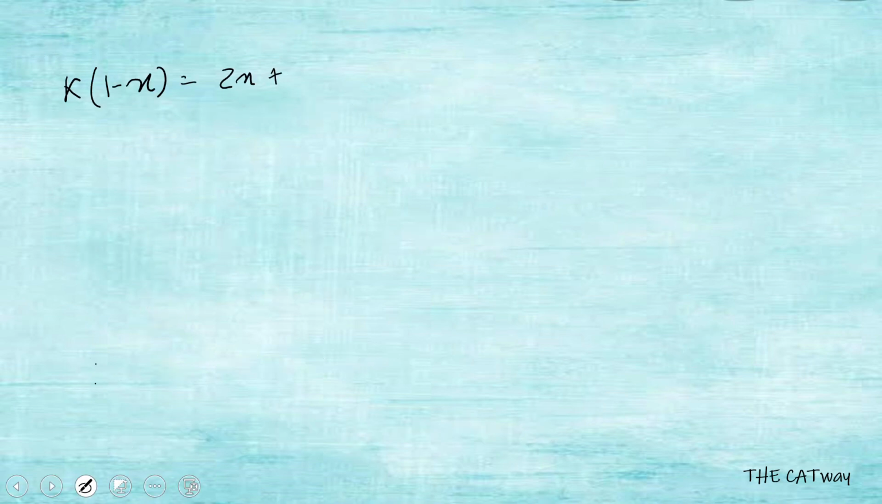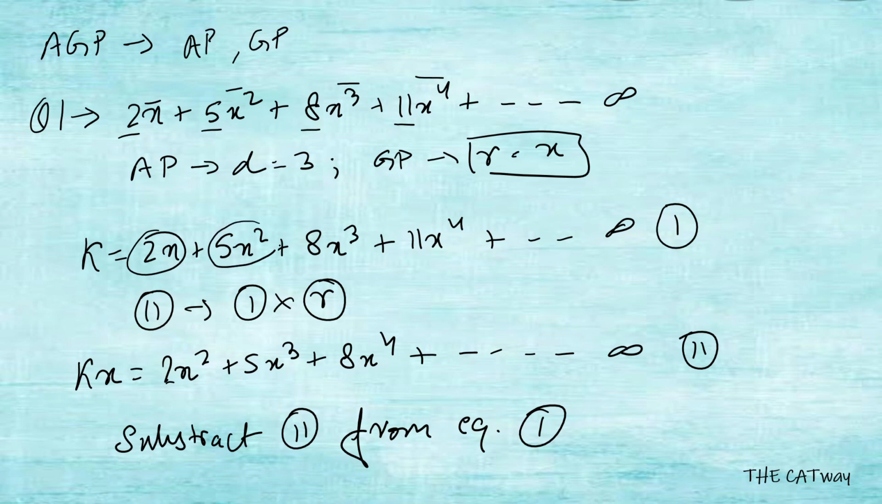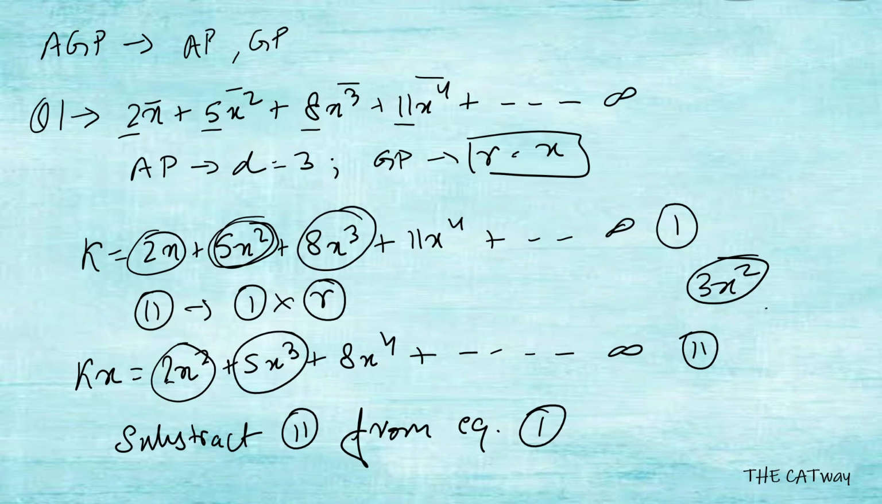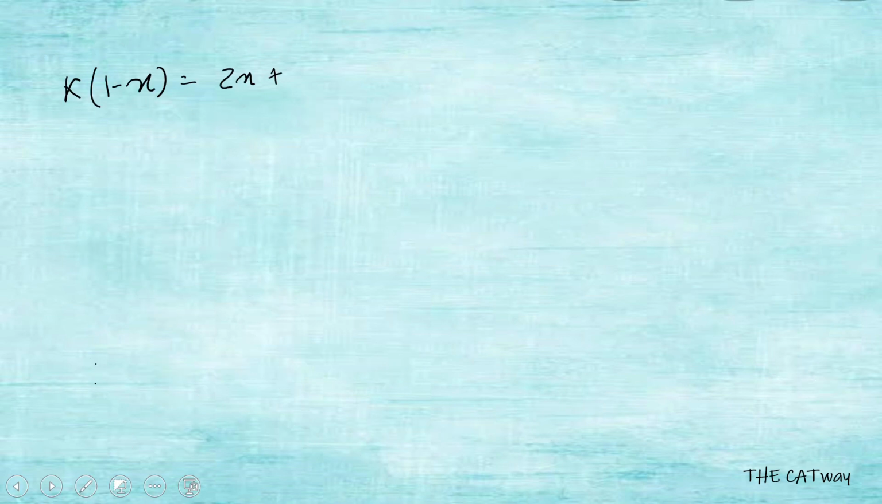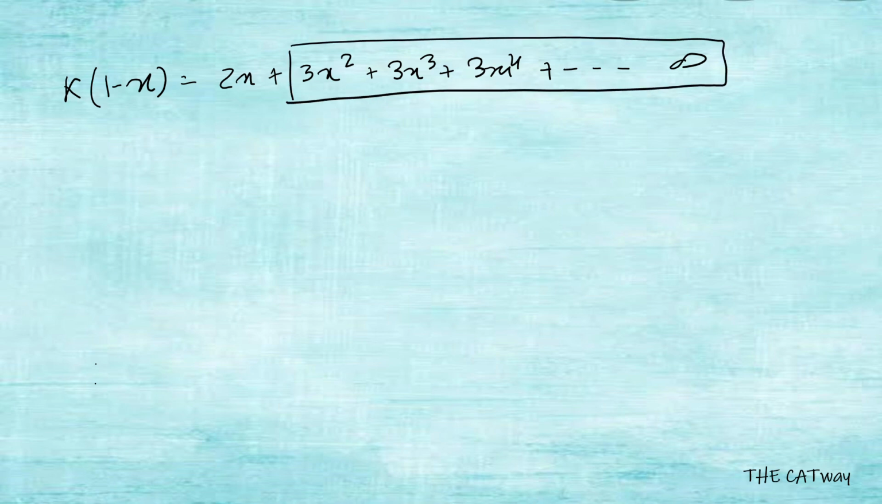And for others, what do we get? See, we subtract 2x square from 5x square. What do we get? We get 3x square. Okay, we subtract 5x cube from 8x cube, we get 3x cube. Okay, we subtract 8x to the power 4 from 11x to the power 4, we get 3x to the power 4, and so on it will continue. Okay, so what we will write is 3x square plus 3x cube plus 3x to the power 4 and so on up till infinity.